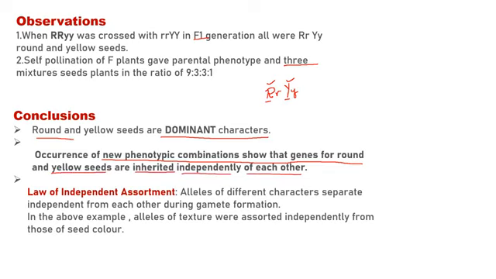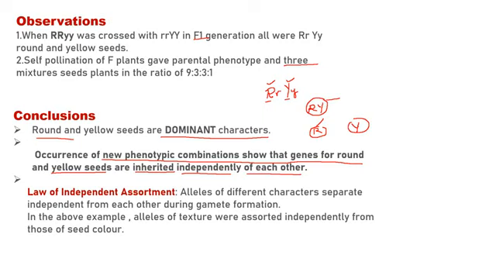In the F2 generation, there were only 9 out of 16 seeds that were round and yellow. If round and yellow always go in a package, if they are not going independently into the different gametes, then I will always get this combination of round and yellow, right? So this shows that the genes were inherited independently. They move into the gametes independently, right? This is known as the law of independent assortment.